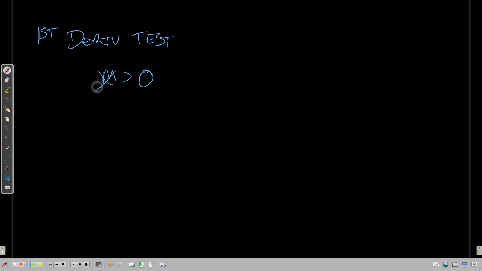Maybe I shouldn't write slope. That's really the slope of the tangent line, and the slope of the tangent line at a point x is f prime of x. So f prime of x greater than 0 would tell you that f is increasing, and if it's less than 0, it's decreasing. If it's equal to 0, all you know is that the tangent line is horizontal right there.